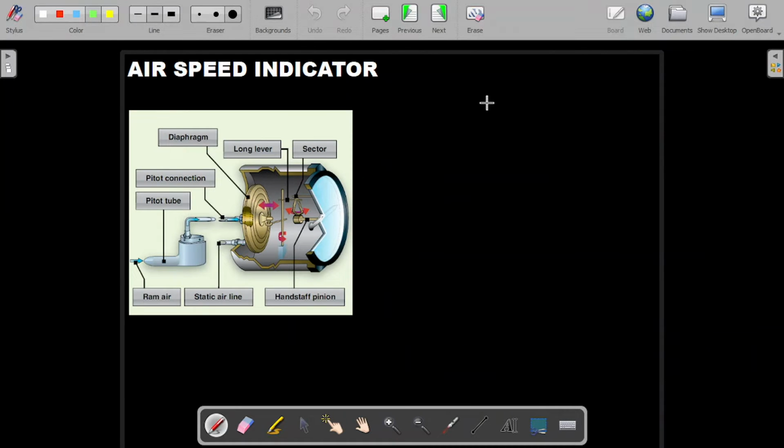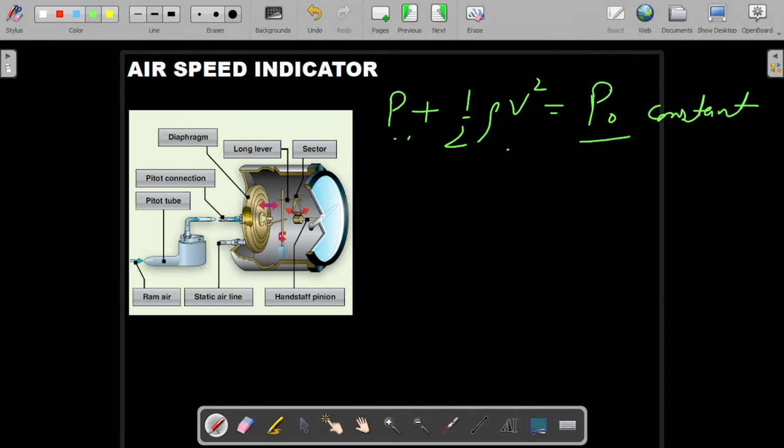Here I have taken a pictorial representation of an airspeed indicator, and I'll explain how an airspeed indicator works. As I've discussed, this is the static pressure, this is the dynamic pressure, and this is the total pressure. I'll write it as P naught, which is always constant in a flight. This is how the exploded view of an airspeed indicator looks.